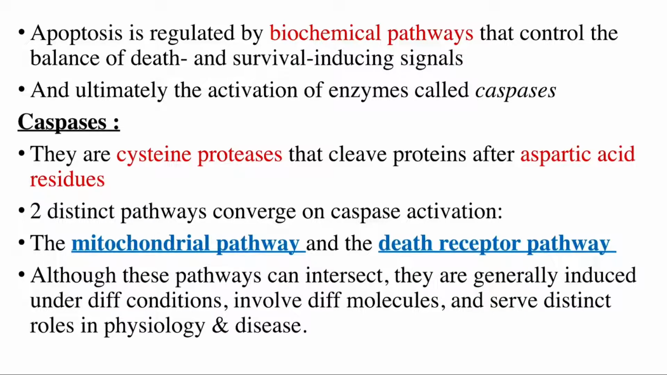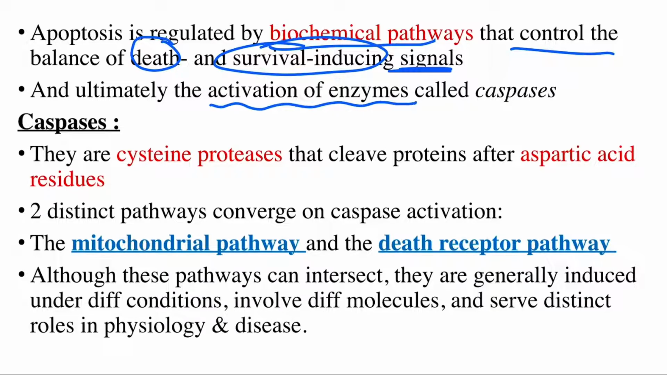Now coming on to the actual biochemical pathways by which apoptosis occurs. Apoptosis is regulated by biochemical pathways that control the balance of death and survival-inducing signals, and ultimately the activation of enzymes which are called caspases. Now what are caspases? Caspases, as the name suggests, there is "ases", that means it's going to have some kind of lytic function. So they are cysteine proteases.